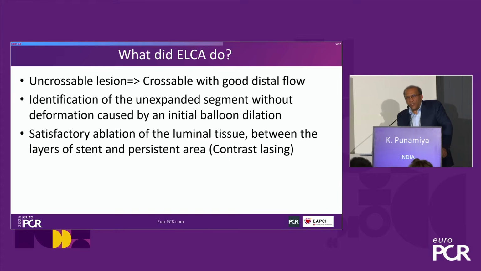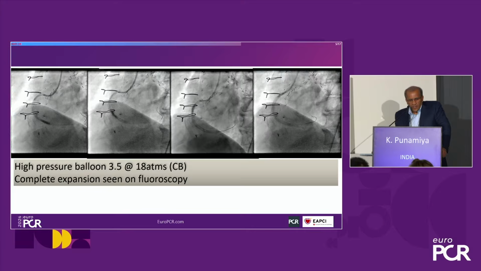Once we did that, what did laser do in this case for us? It made the uncrossable crossable pretty quickly, identified the unexpanded segment without deformation caused by an initial balloon dilatation, and satisfactory ablation of the luminal tissue between the layers of stents and the peristent area with the contrast.